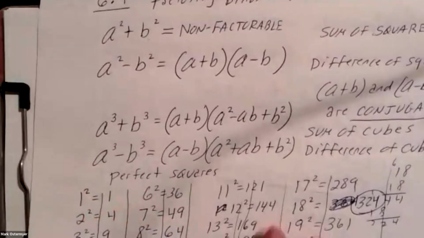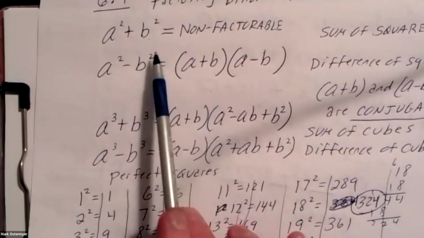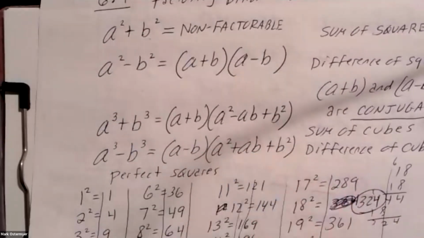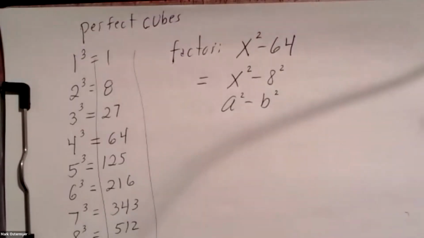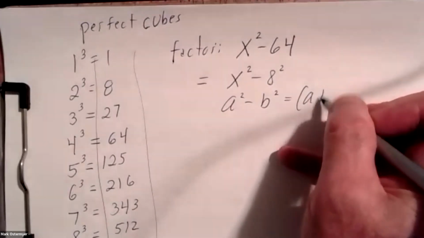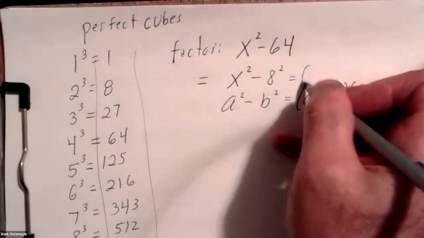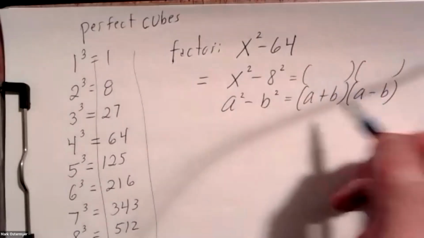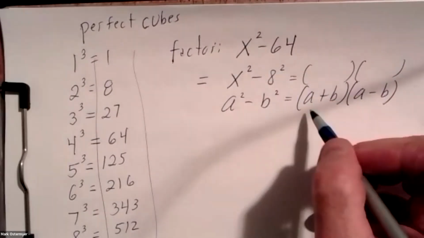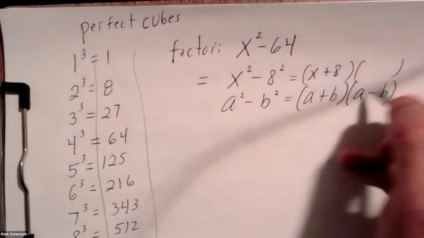After having memorized these patterns, and I would strongly recommend that you memorize all of these, especially if you're going onwards in mathematics, it's very wise and to your advantage. Anyways, we can see that x squared minus 8 squared is the difference of squares. And we just discovered that the factorization of such would be the product of conjugate binomials. So our a is really an x, and our b is really an 8. So I replace a with x and b with 8. So we'll have x plus 8 times x minus 8.